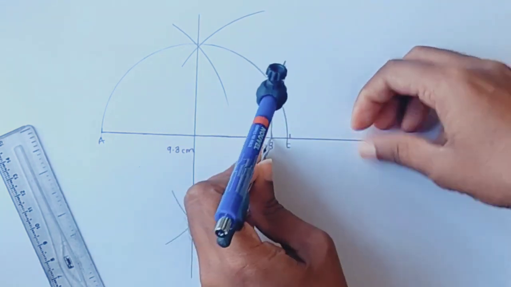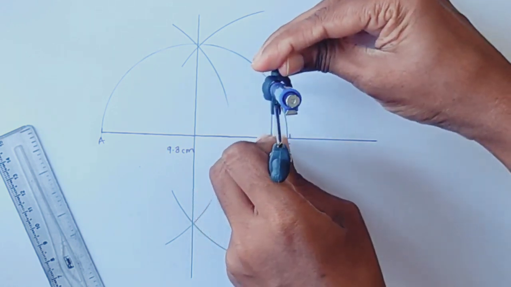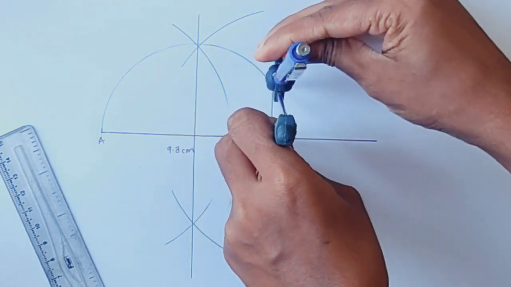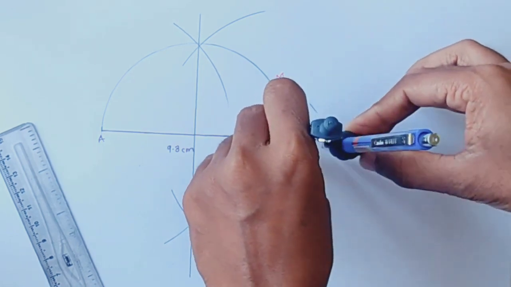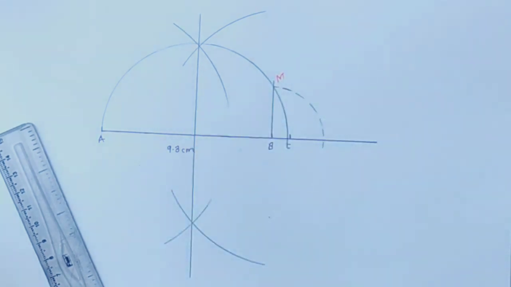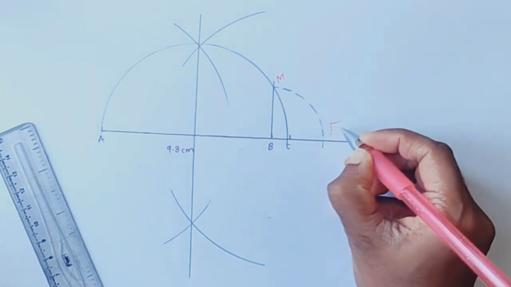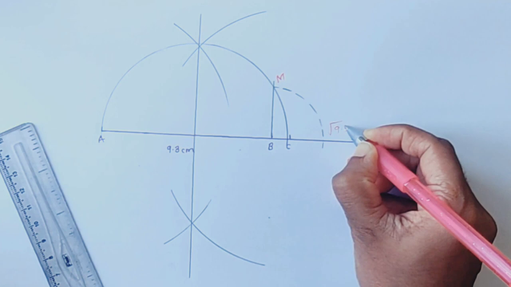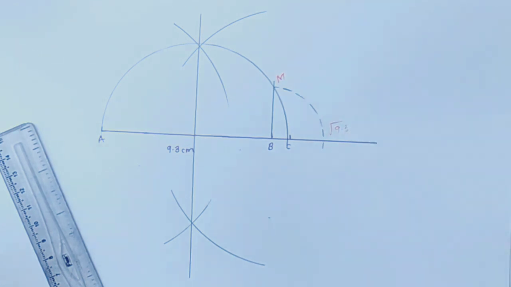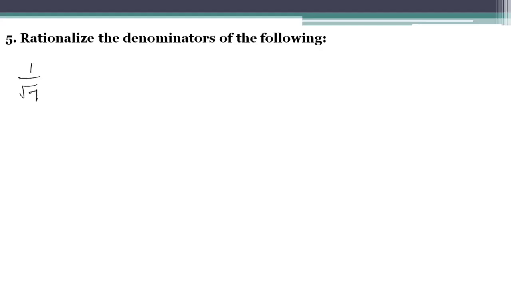Now we have to take the measurement of BM using our compass, and draw one arc on the right side that should intersect our first line on the right side. The point where that will intersect our first line is root of 9.3. Now let's see the next question.